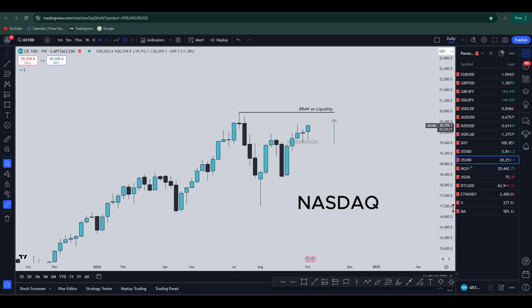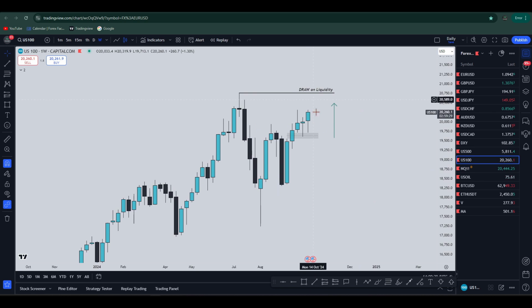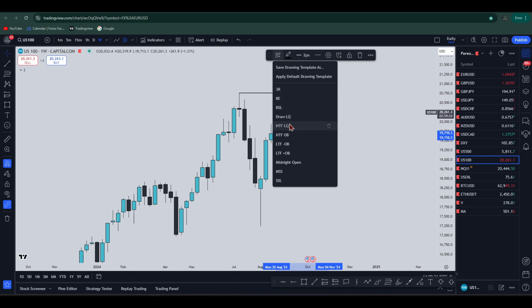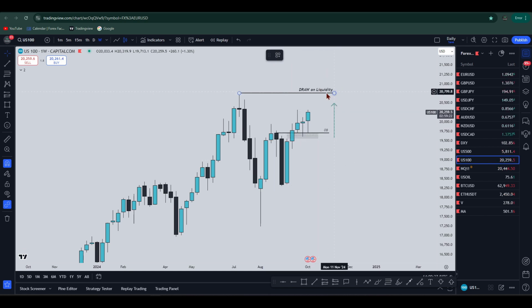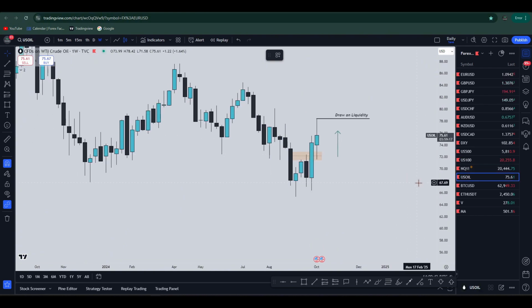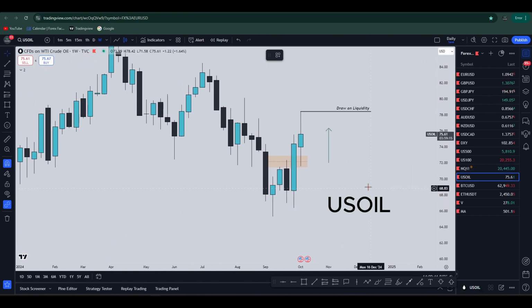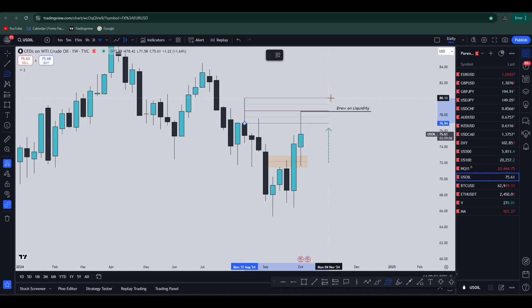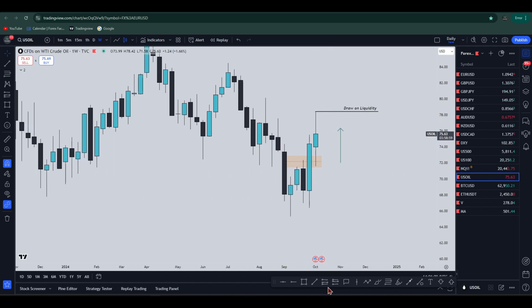And the Nasdaq is pretty much the same thing, but more clear, with more room to anticipate a target. That's the target I have. This drawn liquidity, so bullish on both indices. On oil, I'm bullish as well. For now, we might turn around. Not entirely sure. We're holding this lower quadrant of this week, but we'll see. For now, I'm bullish on oil.